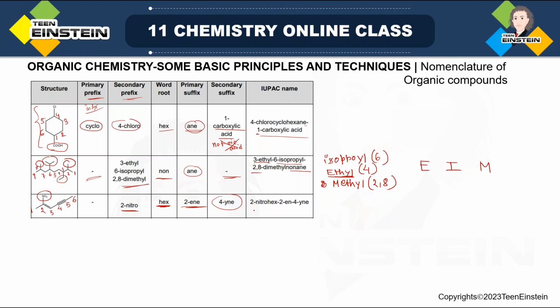Now come to the final name. Hex, that is the root word. Prefix is 2-nitro. After hex, it is 2-en-4-yne. So "en" should be written before "yne" because E alphabetically comes before Y.